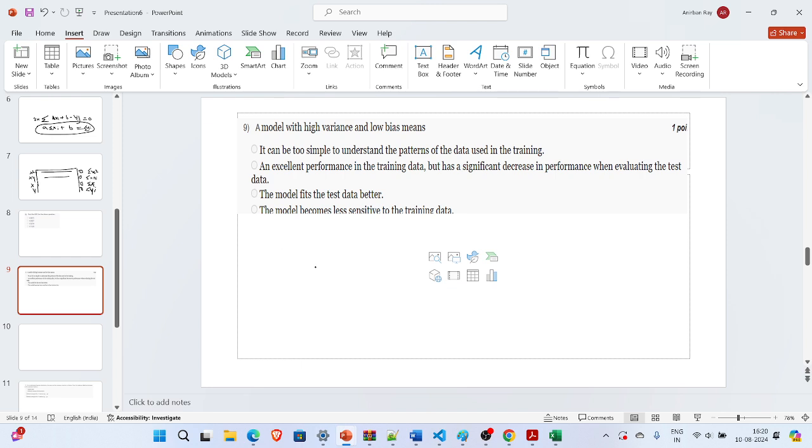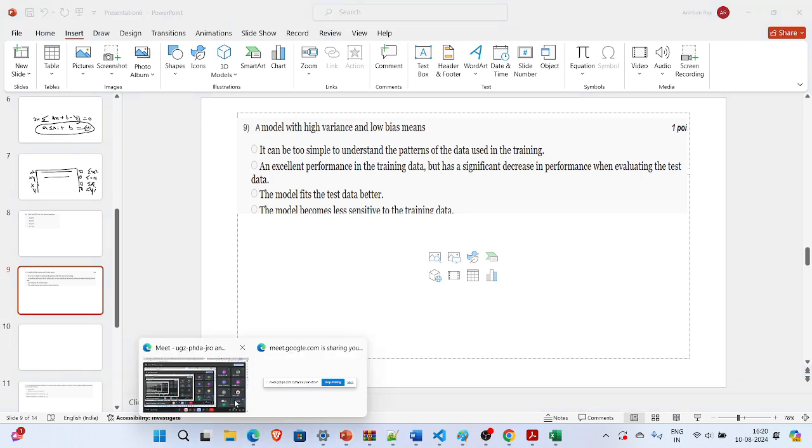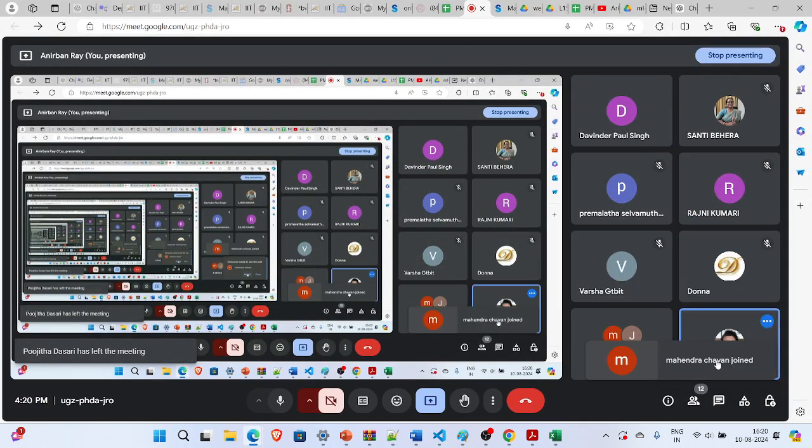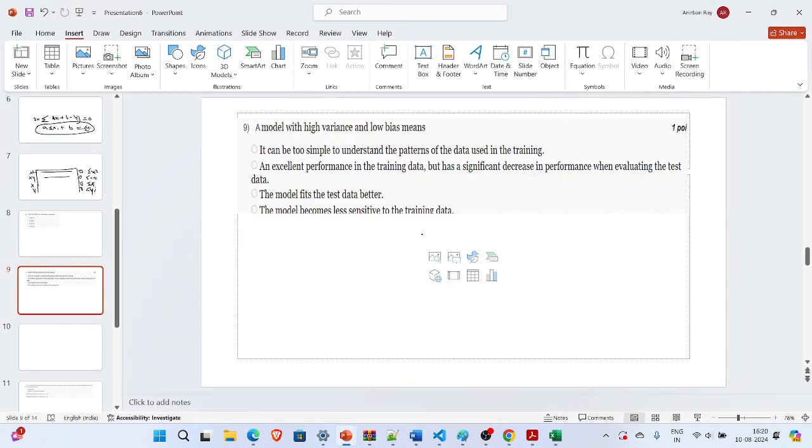A high bias model is the simple model, and when high variance is there, then it is a complicated model with high complexity. Model complexity is high. So that is the difference. High variance and low bias is a complicated model. So it can be simple to understand the pattern of the data? It is not correct. It will be a complicated model.